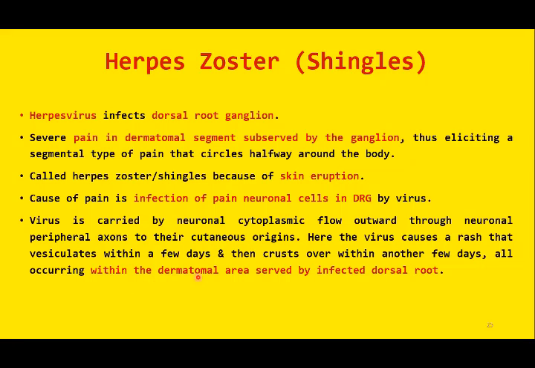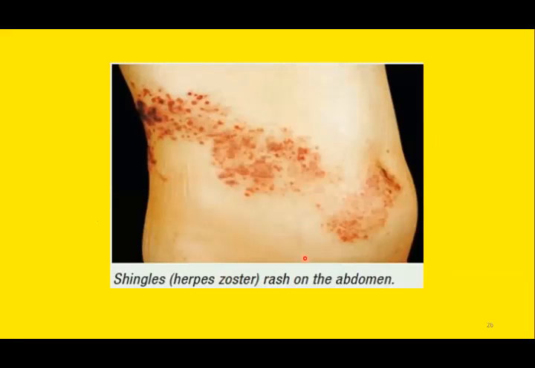Hence, all the dermatomal supply served by the dorsal root ganglion will be affected, and there will be skin eruption as well. You can see this is how shingles looks. This is the herpes zoster infection. These are different vesicles. Multiple vesicles are formed in any area of the body.